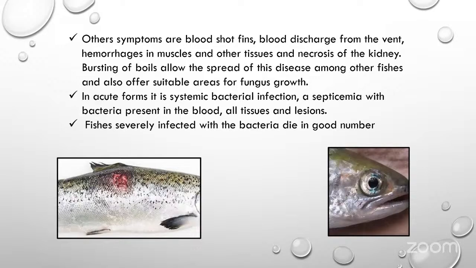Other symptoms are bloodshot fins, blood discharge from the vent, hemorrhages in muscles and other tissues, and necrosis of the kidney. Bursting of boils allows the spread of this disease among other fishes and also offers suitable areas for fungus growth. In acute forms, it is a systemic bacterial infection, a septicemia with bacteria present in the blood, all tissues and lesions. When fishes get severely infected with the bacteria, they die in good number.